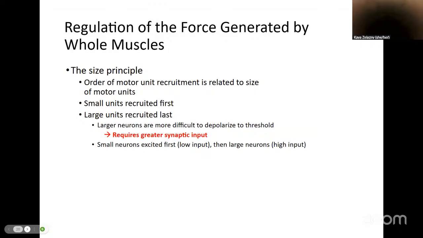So this is helpful for us in that we like to only recruit the amount of muscle that we need for a given action, but it also has kind of a practical constraint on it. So two reasons we see this.